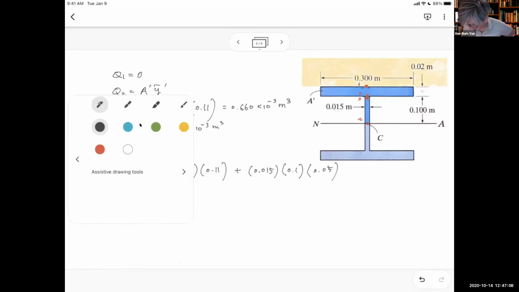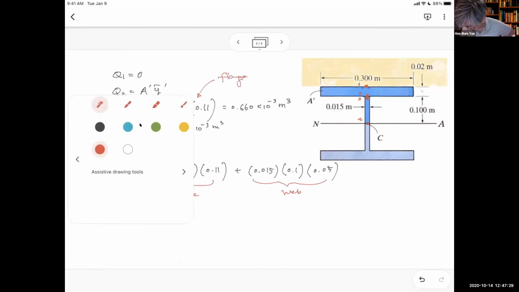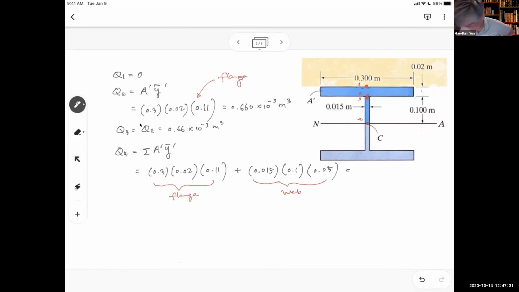So I can say this is flange, this is web. Of course, this is a flange. Q is equal to 0.735 10 to the minus 3 meter cube.